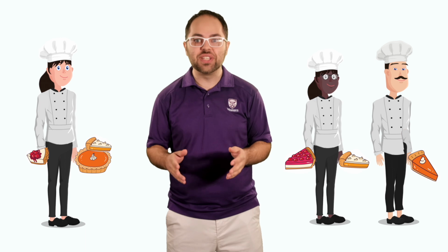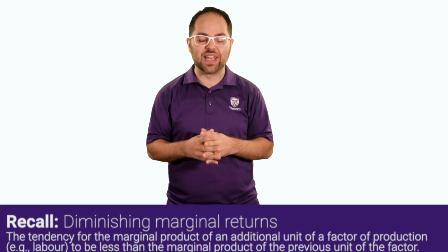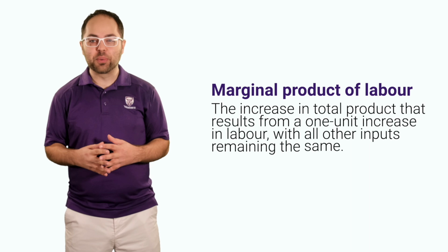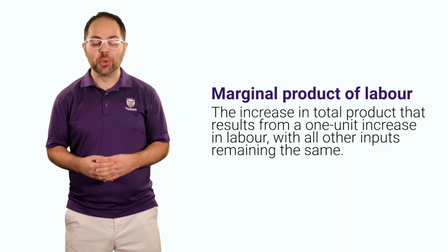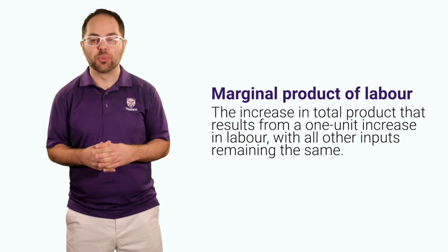Each time Glucinda's hires another worker, the total number of treats the team can produce increases. But it increases at a decreasing rate in an economic phenomenon called diminishing marginal returns, which you learned about back in Chapter 10. How much an additional worker can produce is represented by the marginal product of labor. The marginal product of labor is the increase in total product that results from a 1-unit increase in labor, with all other inputs remaining the same.